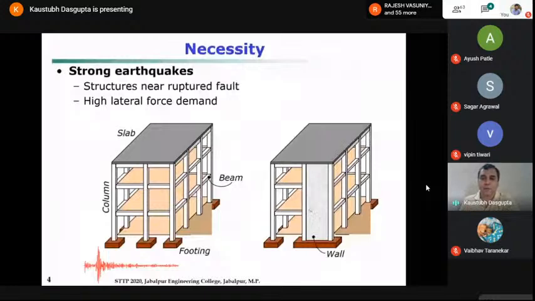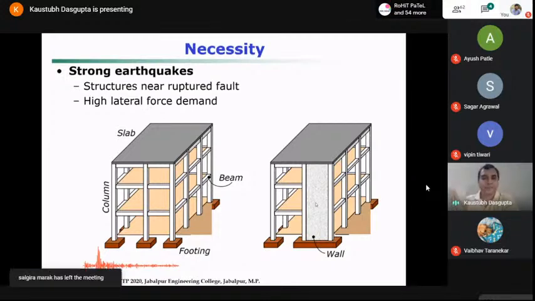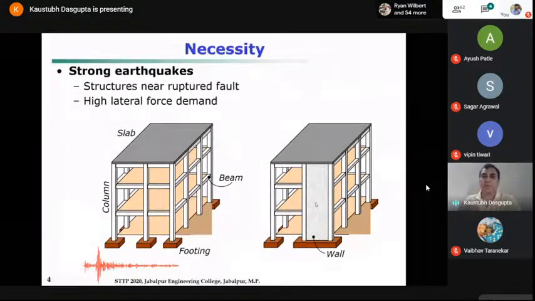So if you orient the wall along the width, and there is any ground motion or shaking along the width of the building, and you have large lateral force demand, this wall, by virtue of its large depth, is going to absorb the force. It provides large stiffness also, because once you have large lateral force, the building will try to sway along the width. So the large stiffness of the wall will resist the lateral movement, so it will be minimized.